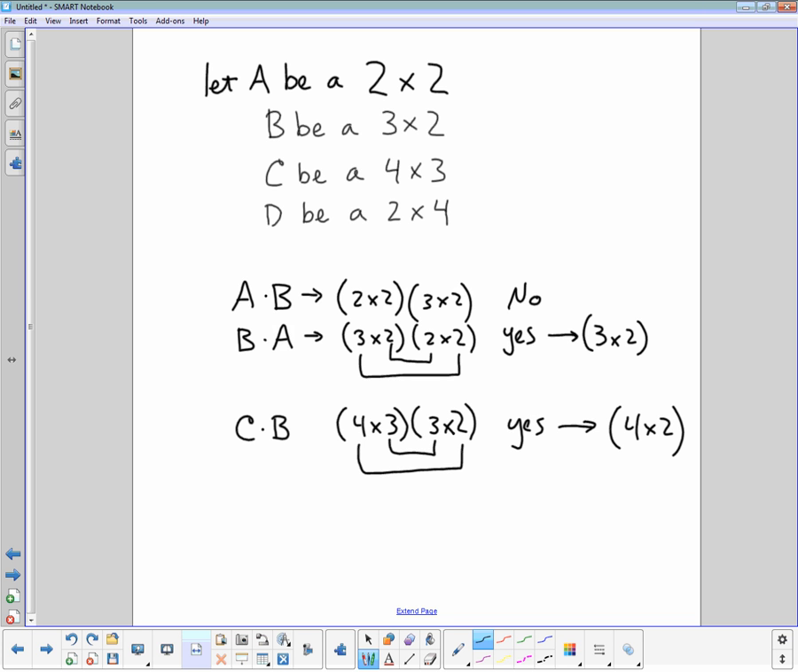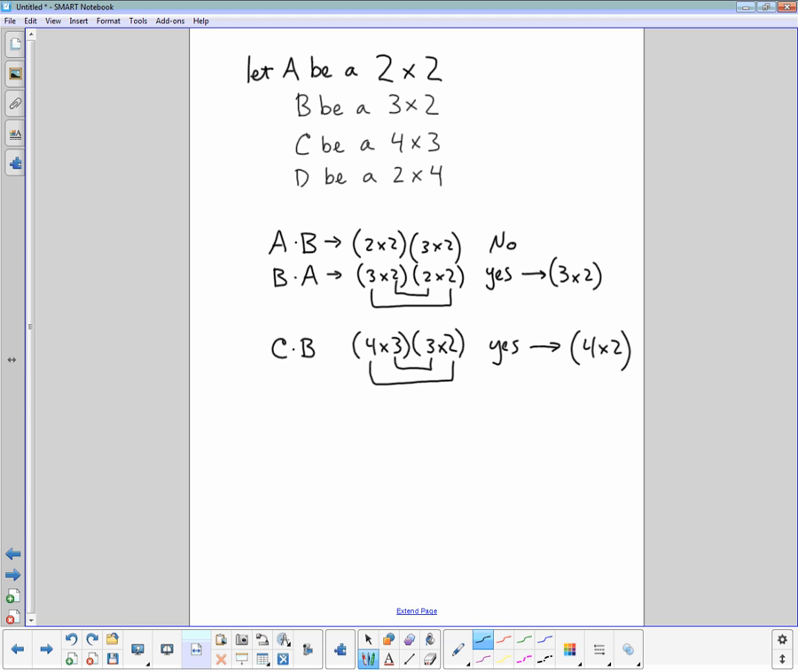Now, let's say we had, just for giggles, let's find out what D times C times B times A would be. Now, this is left multiplication. It's left multiplication, yeah. There's a difference between left multiplication and right multiplication. Matrices multiply to the left. It's the first guy times the second guy.